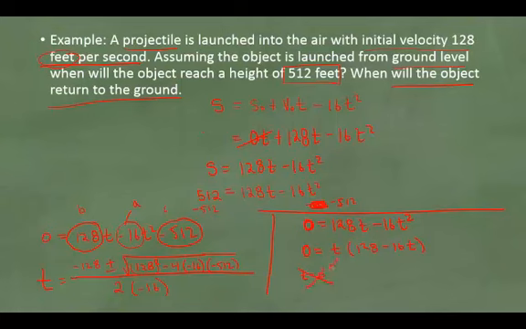Okay. And we also have that 128 minus 16t is equal to 0. We can subtract 128 from both sides, and then we can divide by negative 16. That would give us t is equal to 8 seconds. So that's the time when it would hit the ground again.